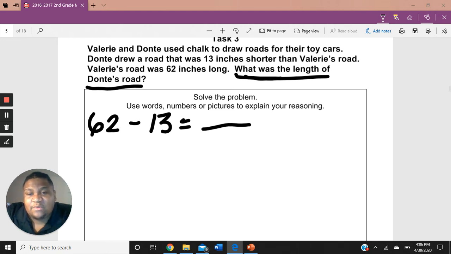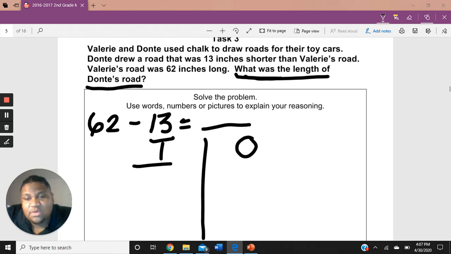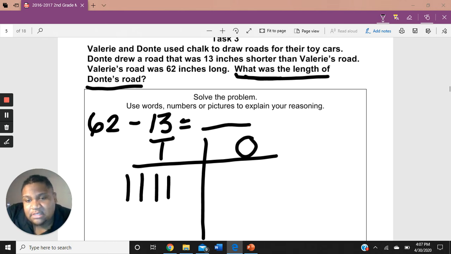And of course, we want to use our place value strategy. So we know that these numbers have tens and ones in them. So we know that we're going to use that place value chart. All right, so 62 has 6 tens and 2 ones. We know that 13 has 1 ten, so I'm going to take away 13. And I cannot take away 3 ones because I only have 2. So I must unbundle a 10. Take a 10 away and put 10 over here. All right, now I can take away my 3 ones.